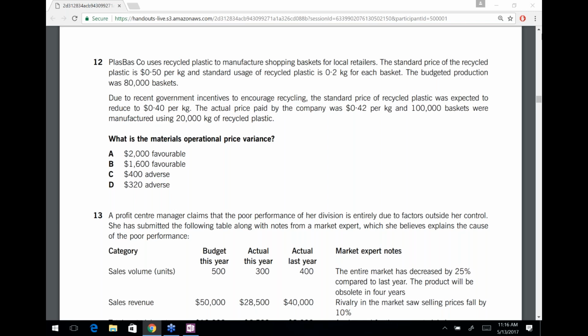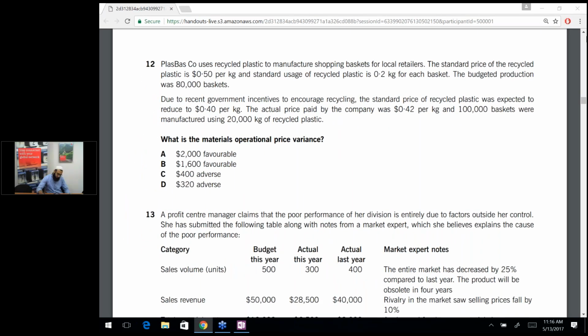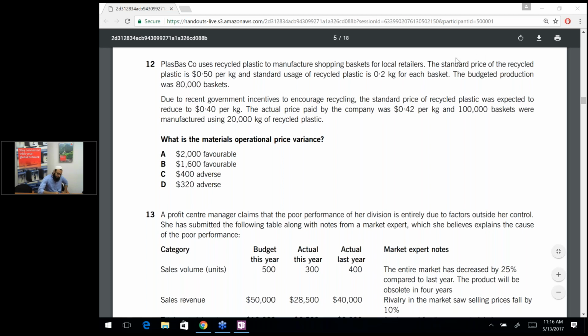Okay, so welcome back. Now, MCQ number 12 was about... okay. Now, this is a planning operational question, and in fact, we also had a discussion about it in our webinar as well.